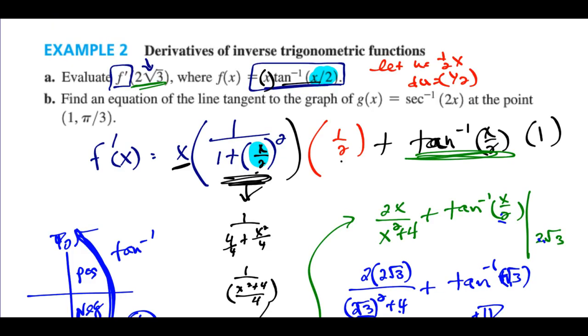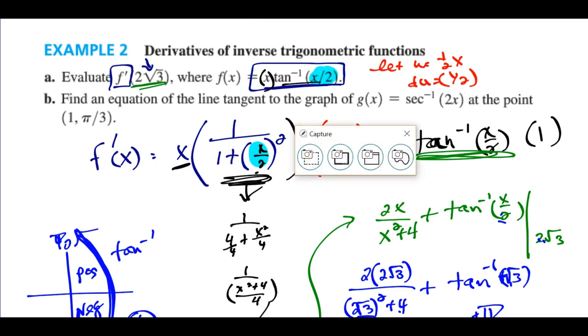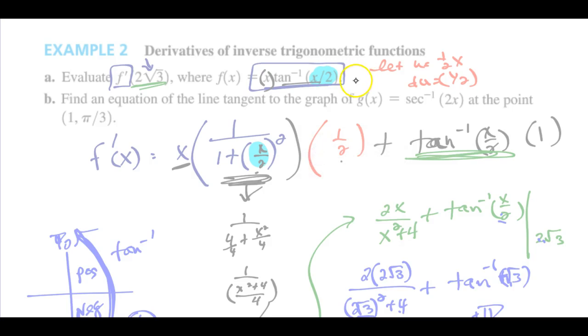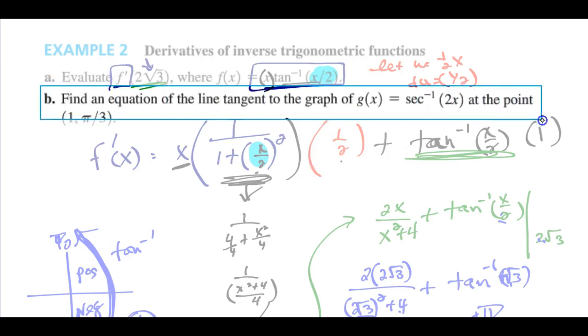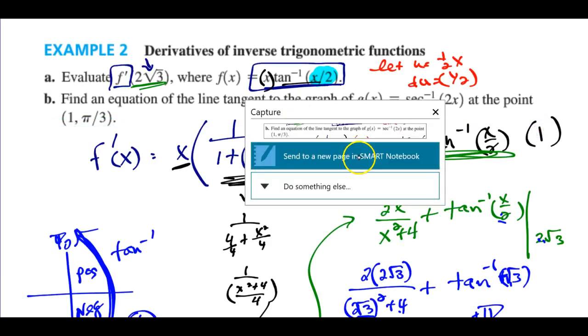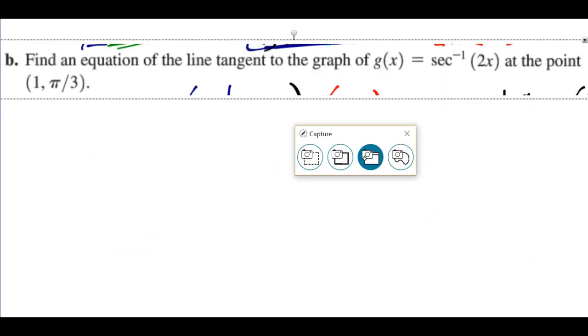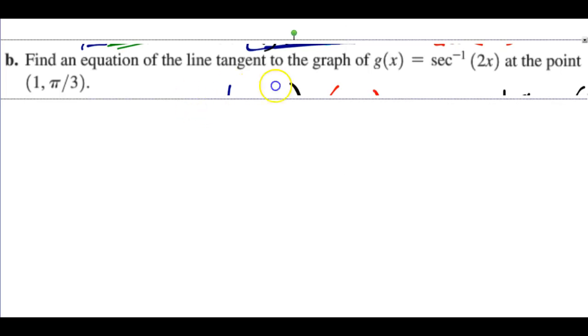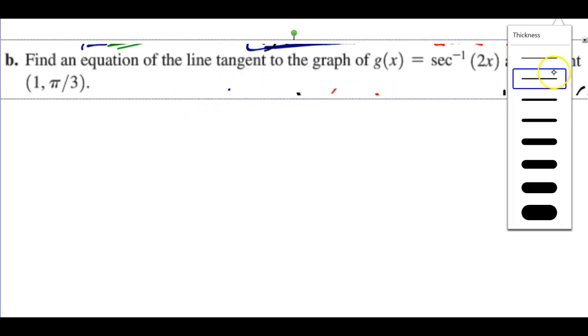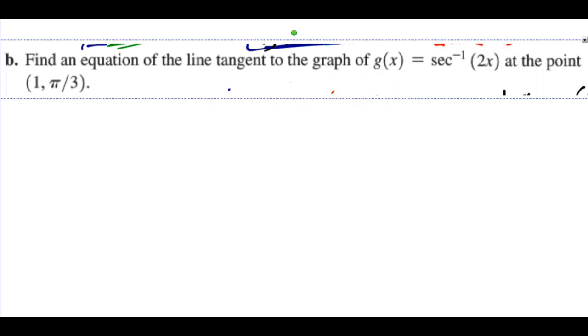Let's see if I can go back. There's my part B. I'll see if I can grab him real quick. And part B says this, and I'll see if I can get a semi-clean page. Got some extra stuff floating around in here. All right, so let's see if I can erase just a little bit. This one is taking the derivative of secant inverse.